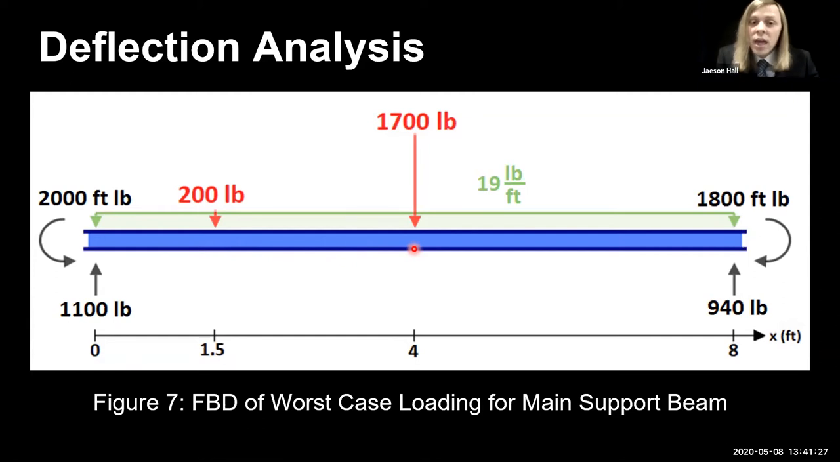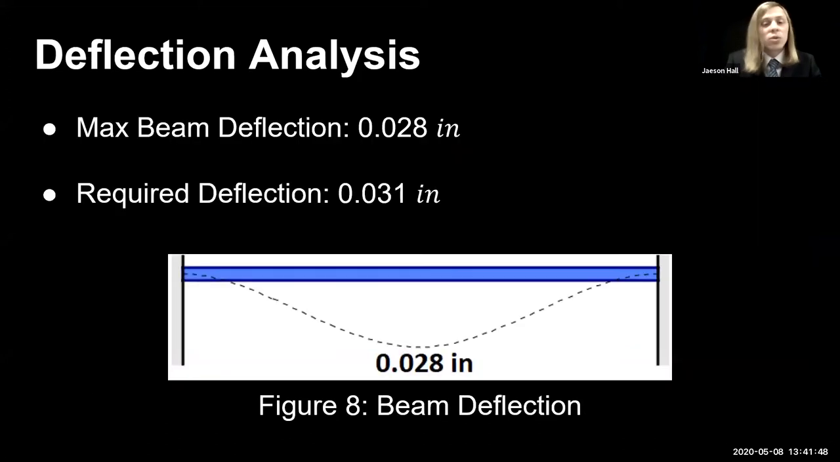as well as previously we had the 5.5 pounds per foot distributed across the beam, which accounted for the weight of the floor. But now that we've selected the beam, we can add on the weight of the beam itself. So now we have 19 pounds per foot distributed across this beam. And so we can reevaluate these loads and solve for the reaction forces, solve for the torques at each end, and solve for the deflection. This gave the beam a max deflection of 0.028 inches, which fell within the tolerance that Aerojet Rocketdyne gave to us, which was 0.031 inches.